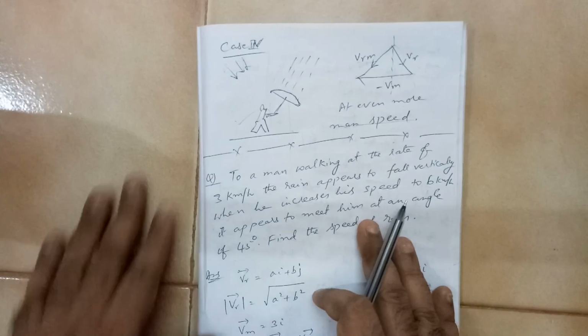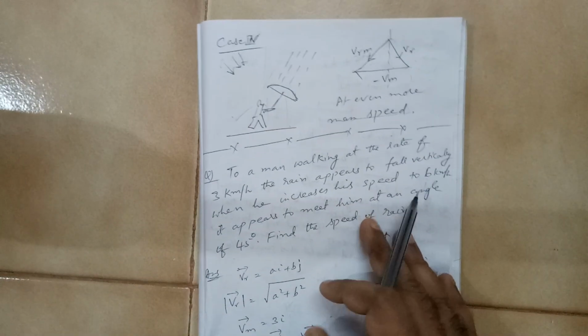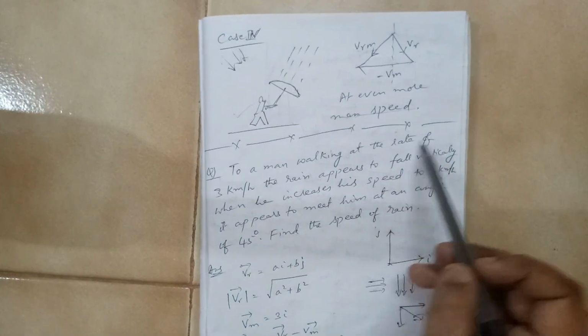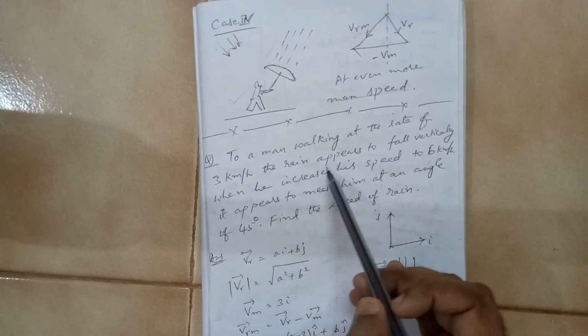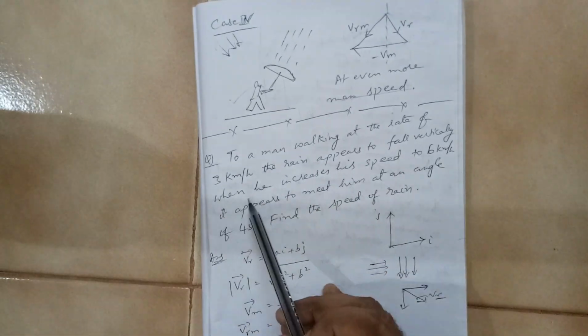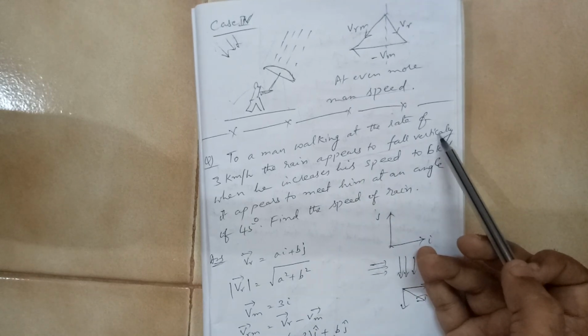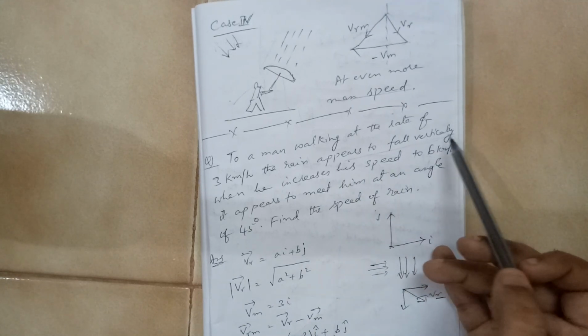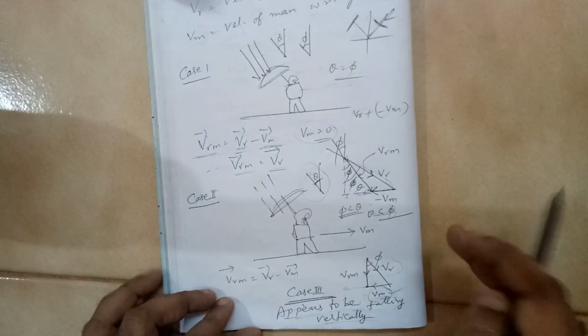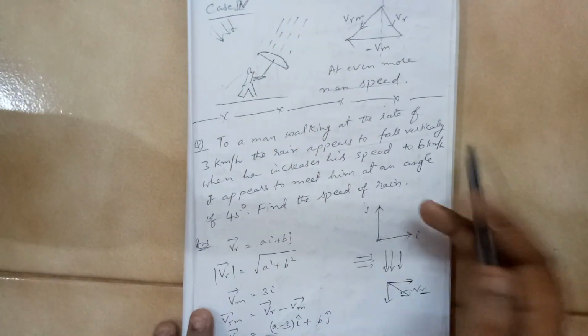Now let us see a couple of numericals. To a man walking at a rate of 3 km per hour, the rain appears to fall vertically. Appears to fall. That means what he has given you? Which case are we talking about? We are talking about case 3.